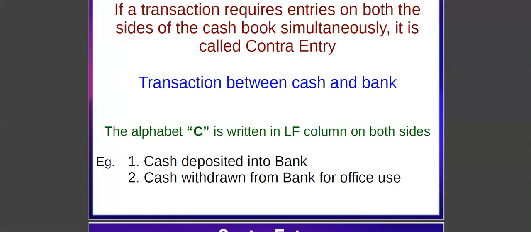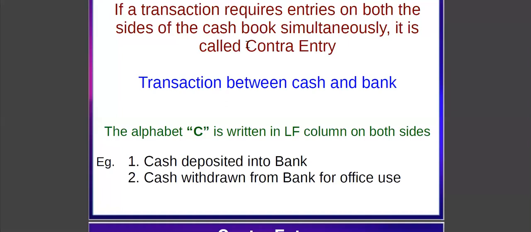For example, cash deposited into bank: bank account debit to cash account. So both of these columns we have in our double column cash book. Cash column also we have, bank column also we have. So one entry will affect both sides at the same time, a double effect. For example, when the deposit into the bank column increases, the cash column will decrease.